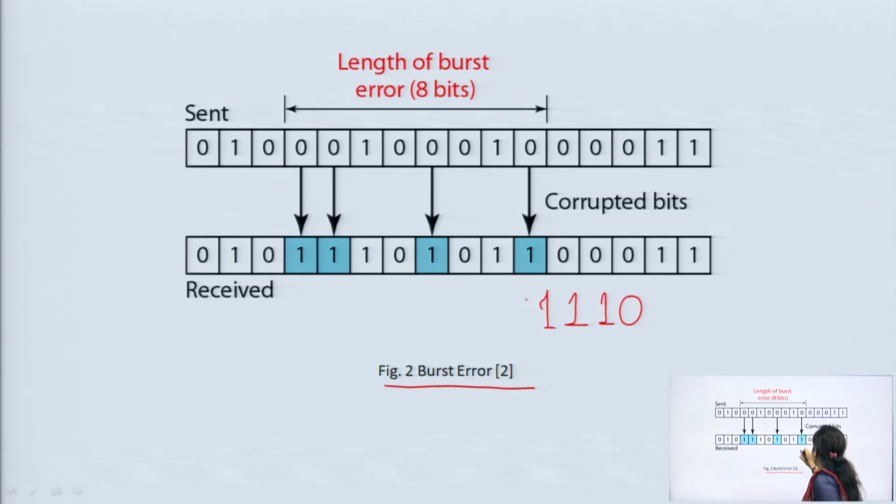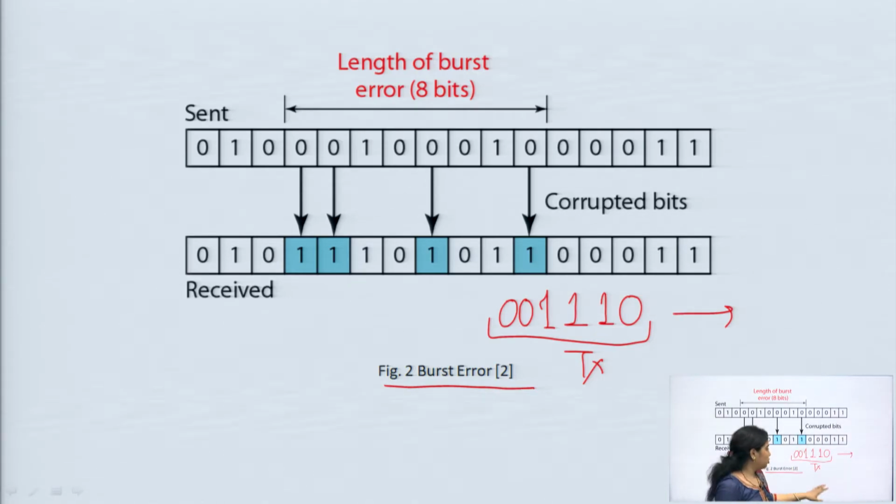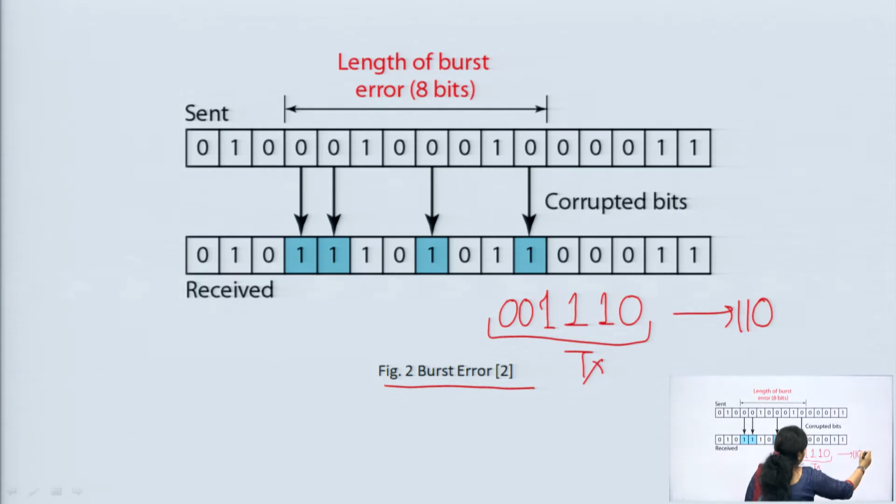Let us say I have transmitted this information at the transmitter side, like 0 0 1 1 and 0, and I have received this information.